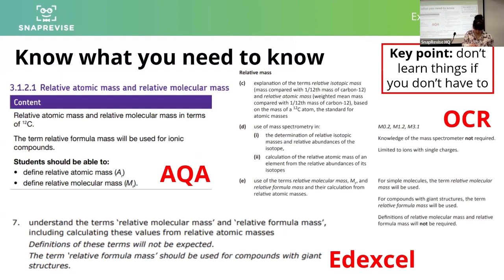It specifically says definitions of these terms, relative molecular mass and relative formula mass, is not required. So if you're AQA, you do need to be able to give a definition for those. If you're EdExcel, you don't. Same with OCR. It gives you information about relative atomic mass, but then it says definitions of relative molecular mass and relative formula mass will not be required. So use your specifications to make sure you're not doing extra work when you don't have to.